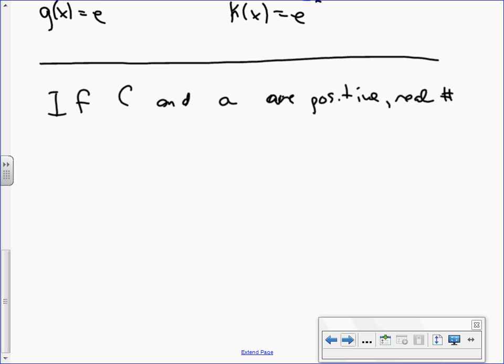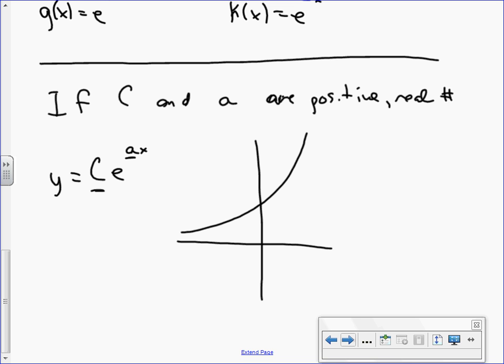C and A are positive real numbers. I give you this function that has this characteristic. So C is some positive real number and A is some positive real number. Then what we get is the same basic shape of e to the x, but C gets popped in here in a couple of places. Specifically, this will be 0, C. Up here, this will be 1, whatever C is, times e. And this point over here will be negative 1, whatever C is, divided by e.